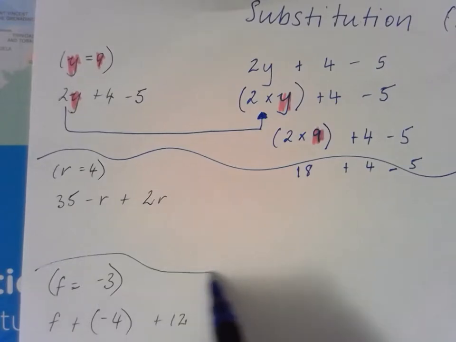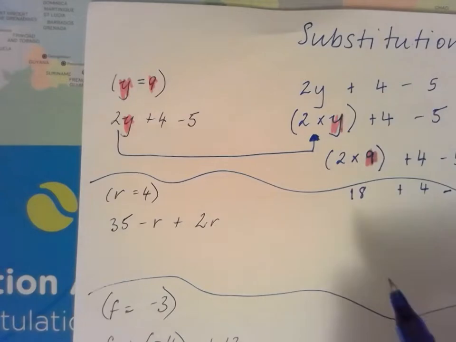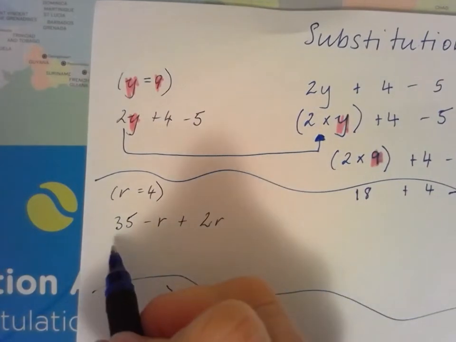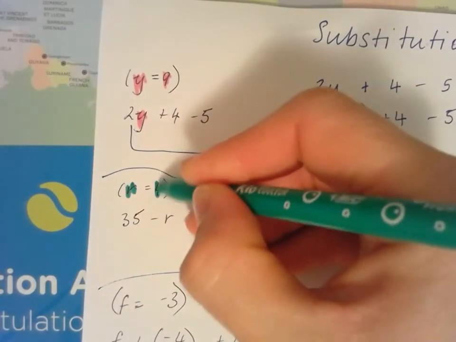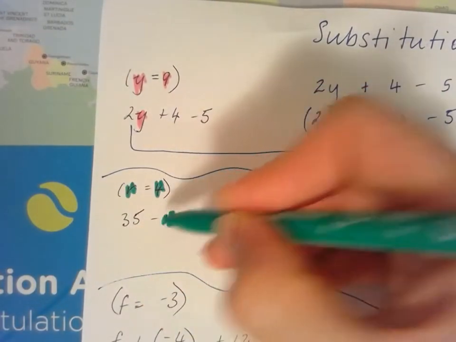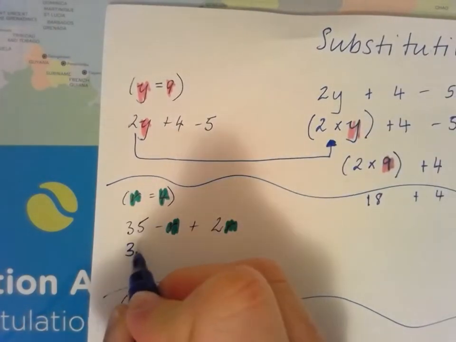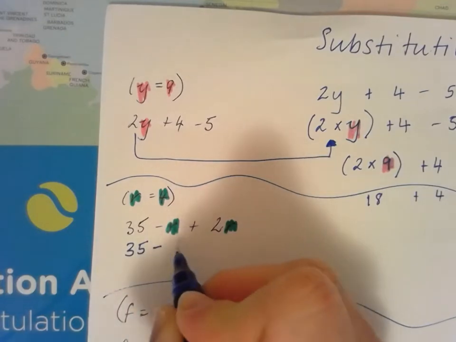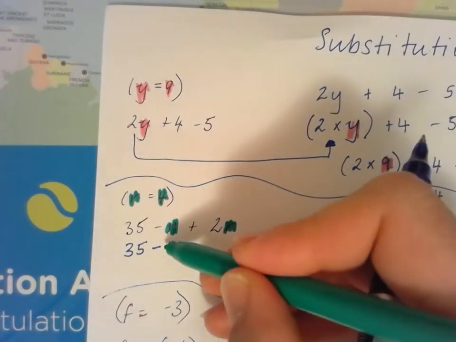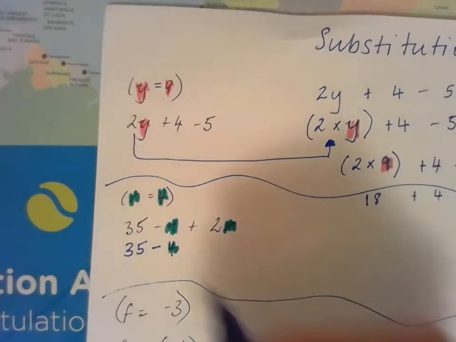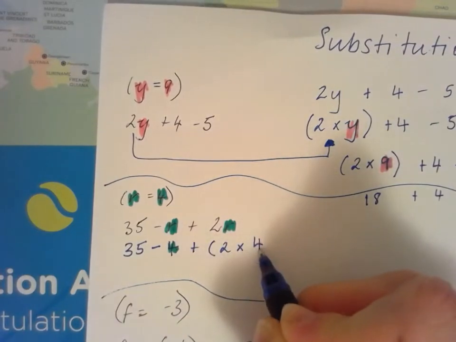Okay, so if we look at the next question from your quiz, we have that situation here. Okay, so we have 35. Alright, this time r has a value of 4. And we've got an r sitting here and an r sitting here. So the first thing we need to remember is that 35 is going to stay the same. Take away 4, you can slot your 4 in there. Take away 4. Okay, plus 2 multiplied by r, which is 4.